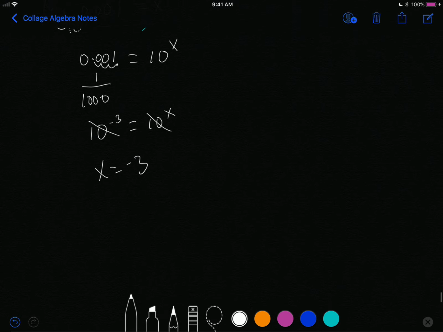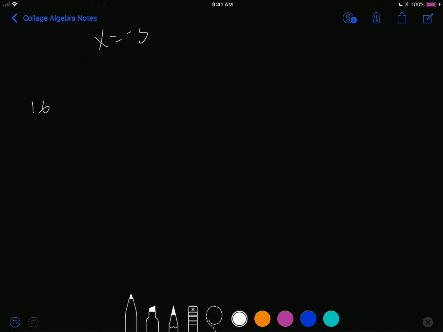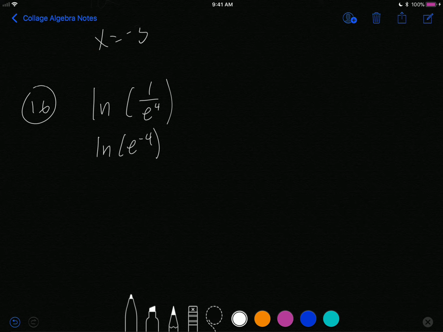Forgot what number I'm on. 15. Last but certainly not least, number 16. If I have ln of 1 over e to the 4th power. Well, you might be thinking, I see an L and I see an E. But the E is in the denominator. So I got to bring that E up first. And so that's just going to be ln of e to the -4. And for this example, I don't actually need to say I don't know what the answer is. Because ln and e are inverse functions, so you cancel each other out. And so my answer is clearly -4.